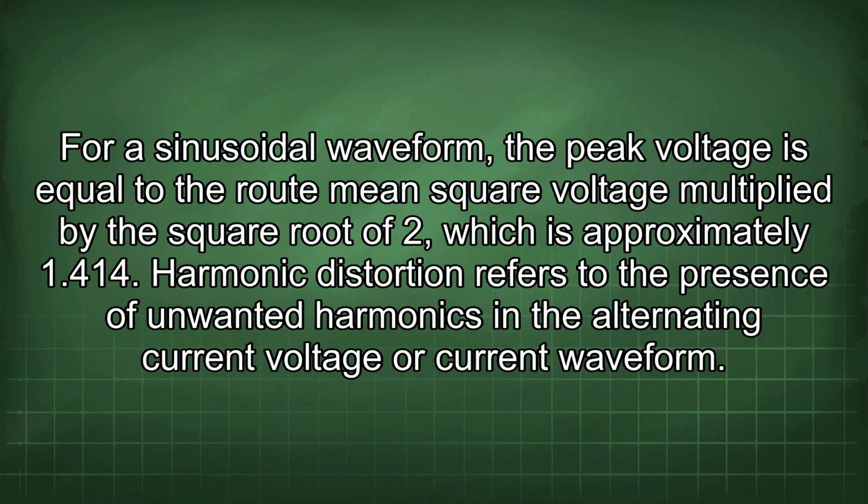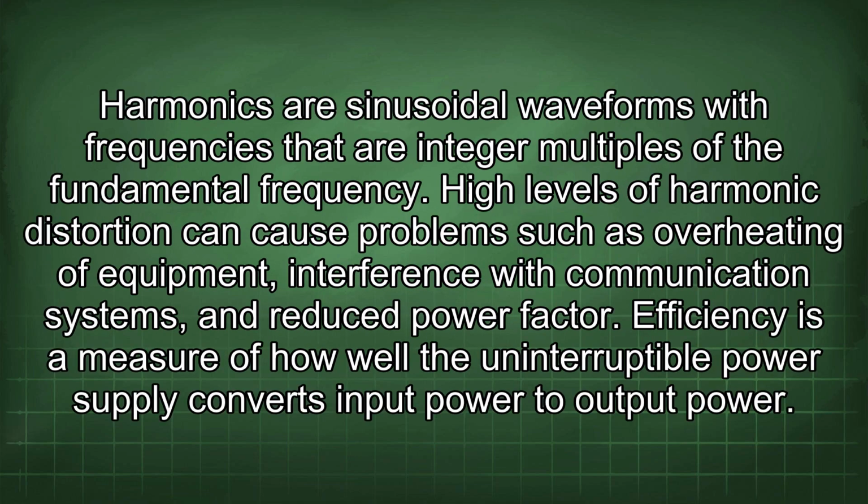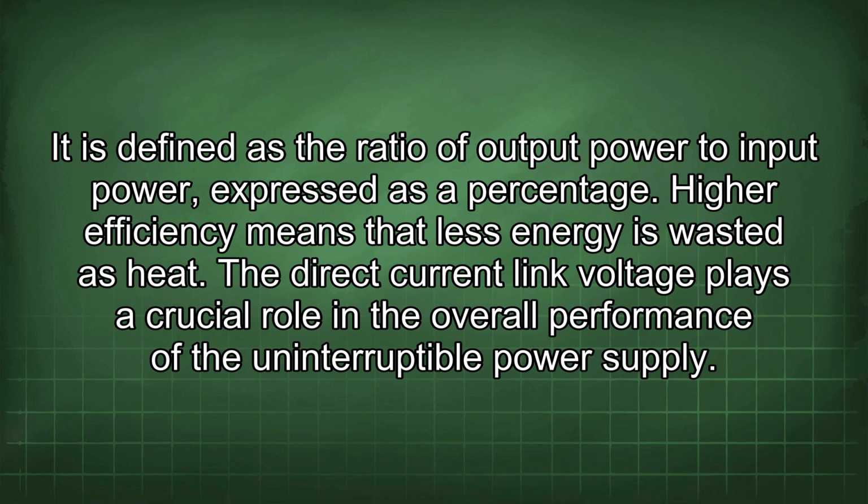Harmonic distortion refers to the presence of unwanted harmonics in the alternating current voltage or current waveform. Harmonics are sinusoidal waveforms with frequencies that are integer multiples of the fundamental frequency. High levels of harmonic distortion can cause problems such as overheating of equipment, interference with communication systems, and reduced power factor. Efficiency is a measure of how well the uninterruptible power supply converts input power to output power. It is defined as the ratio of output power to input power, expressed as a percentage. Higher efficiency means that less energy is wasted as heat.